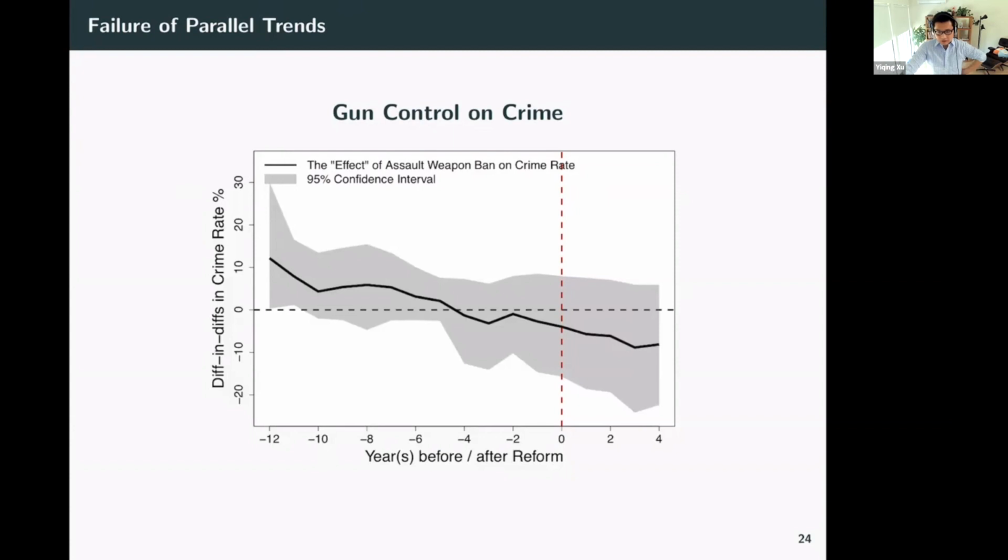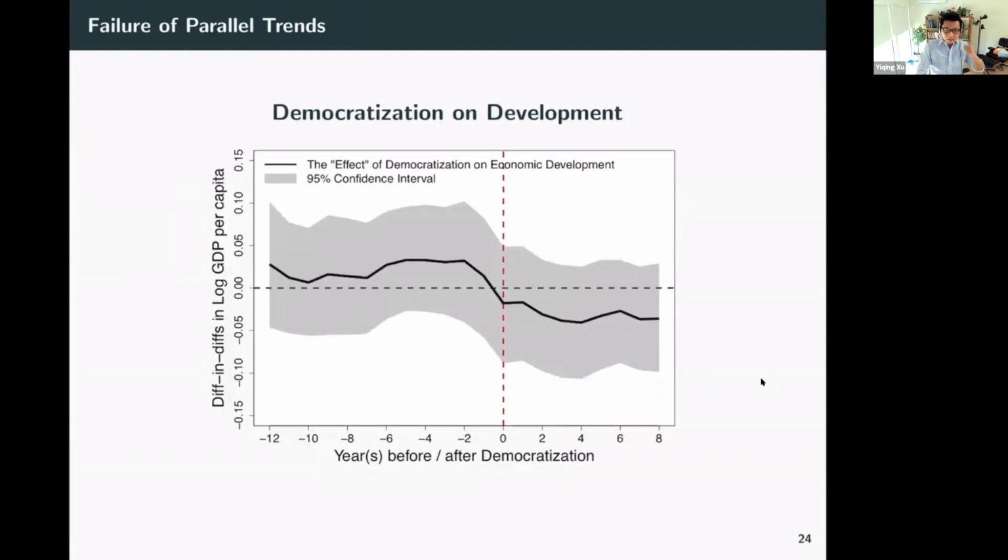Again, you cannot use this plot to say that gun control laws do not have any effect on crime or casualties because of crime. This is all about selection, and this is one example of failure of the parallel trend assumption. And this is exactly what I would imagine.